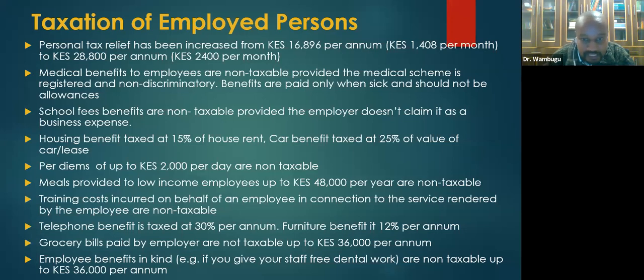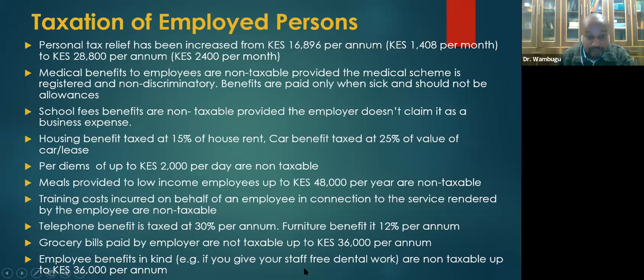Telephone benefit is taxed at 30% per annum. So if you're receiving airtime as an employee or giving it to your employees, the taxable benefit is taxed at 30% of the cost of the telephone. The furniture benefit is usually given at 12%. So if in the house that you live in, they have provided furniture for you, KRA takes the value of the furniture, then they take 12% of that. And that is what is calculated as tax.